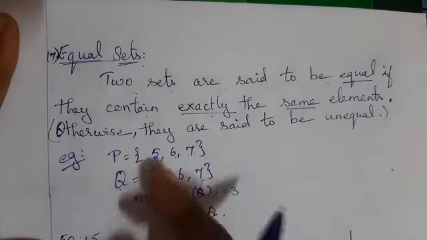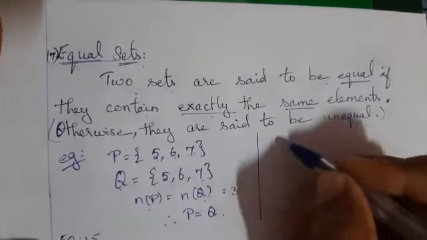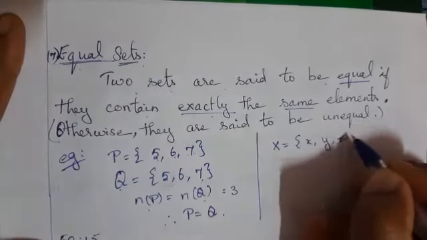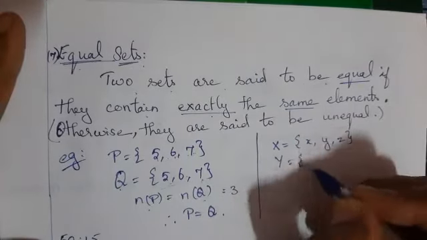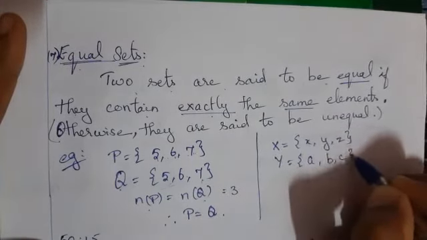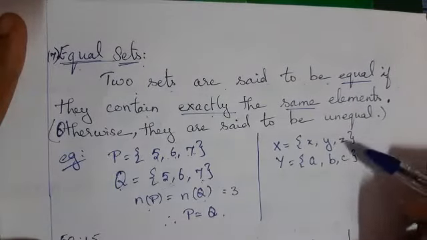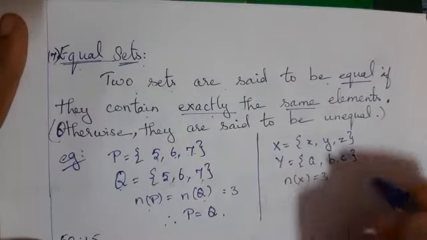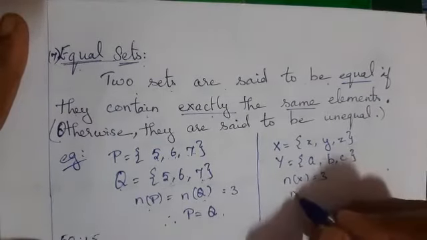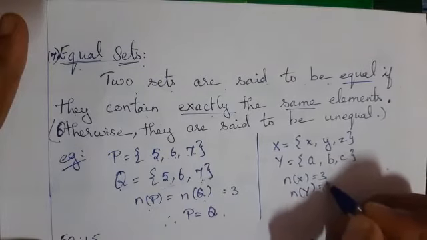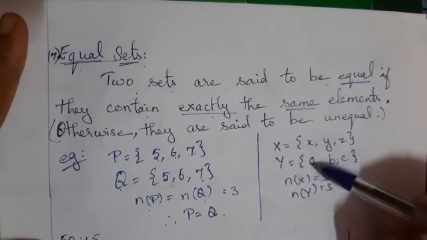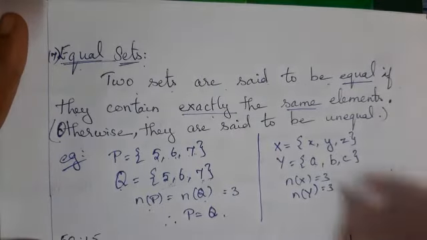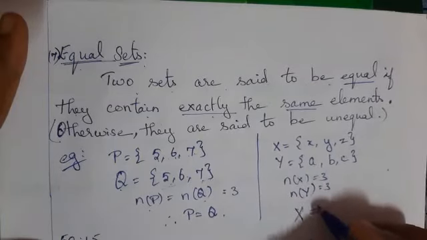If the elements are different, take another example. Capital X is equal to {x, y, z}. Capital Y is equal to {a, b, c}. Check if these two sets are equal. See, the number of elements is the same. n(X) is equal to 3, and the number of elements in Y is also 3. But see the elements: x is not here, y is also not here, z is not present. Therefore, capital X is not equal to Y.